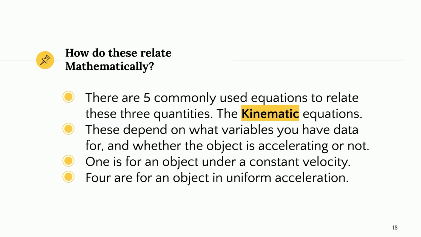So how do these relate mathematically? There are 5 commonly used equations to relate these 3 quantities. They are called the kinematic equations. Remember that word. These depend on what variables you have data for and whether the object is accelerating or not. 1 is for an object under a constant velocity. 4 are for an object in uniform acceleration.